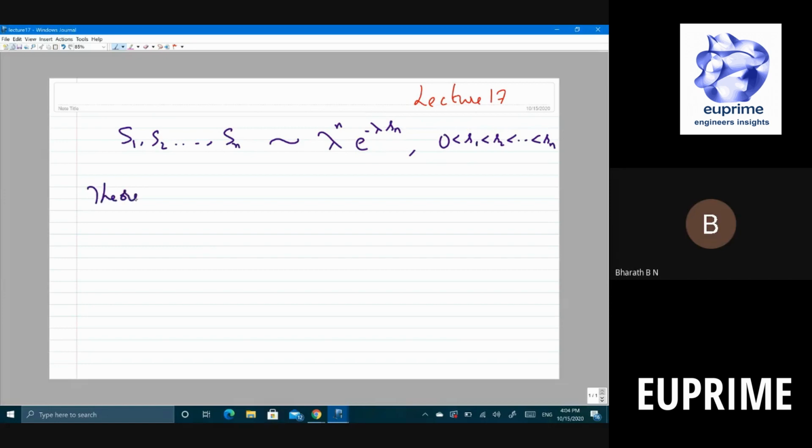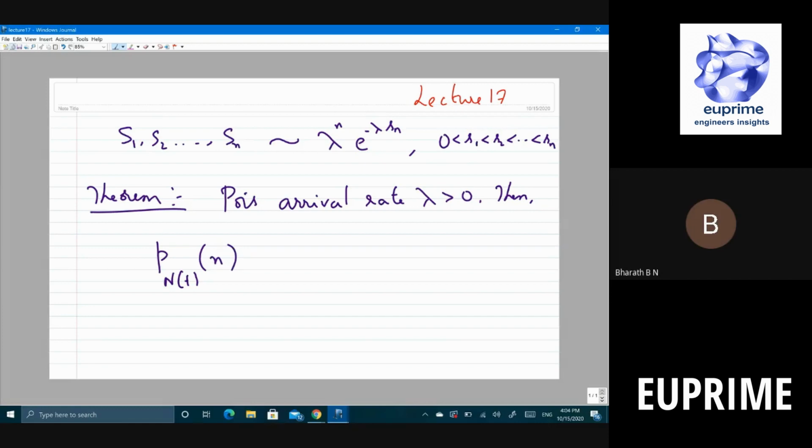I'll state a theorem which says the following. Again, the usual stuff. We have a Poisson arrival with rate lambda, and you look at the PMF of N of t. That is, P N of t of n, the probability that N of t equal to n, is (lambda t) to the power n, e to the power minus lambda t, over n factorial, and n is 0, 1, etc. Okay. So now the question is, how do you prove this? Right? How do you prove this?